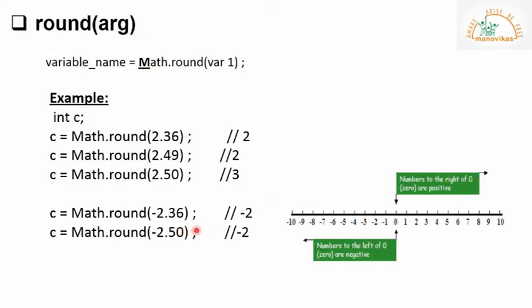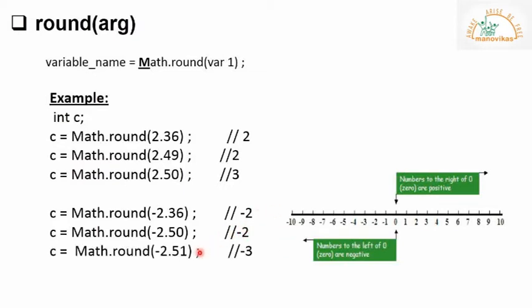Now minus 2.50. When it is positive, it is 0.5 upwards. Yeah, sorry. At 0.5 upwards, it will be rounded to the higher integer. So now minus 2.50 will be rounded to the higher integer. The higher integer is minus 2. So your answer is going to be minus 2.